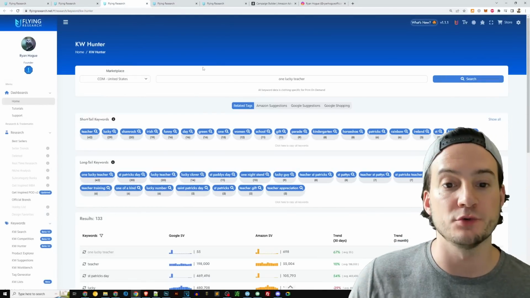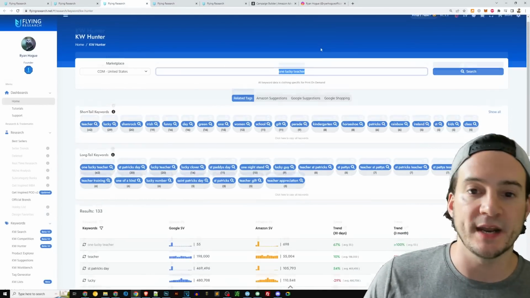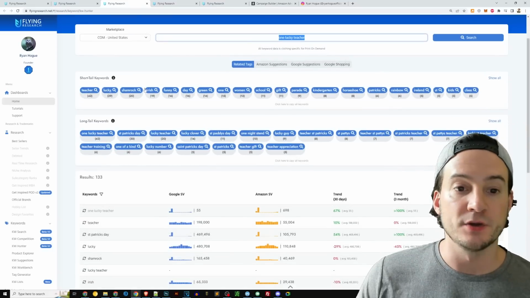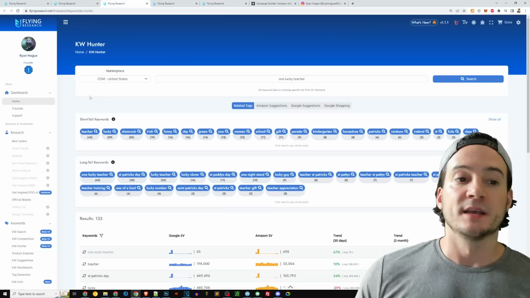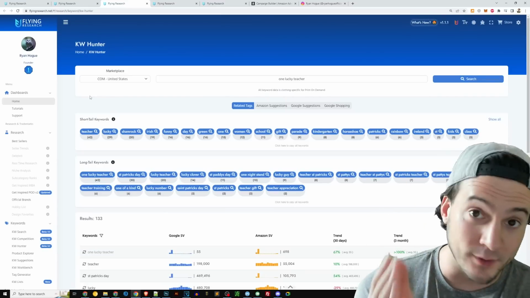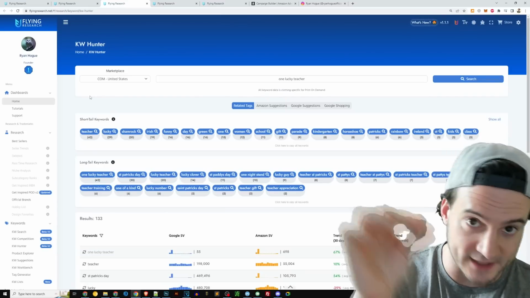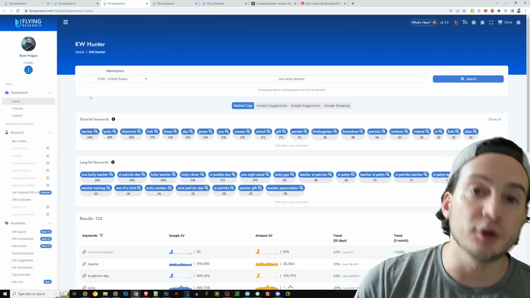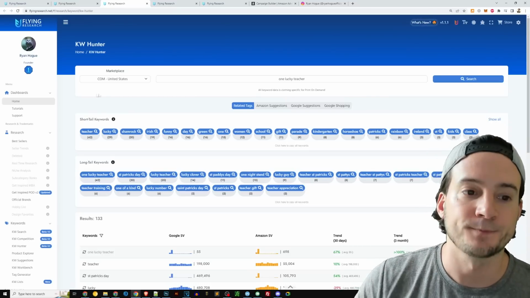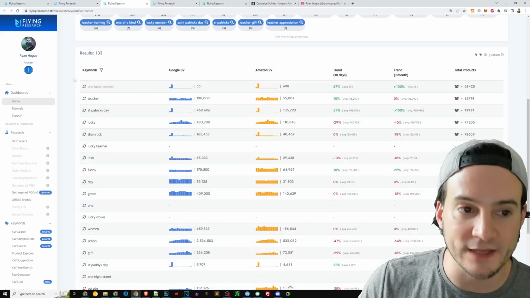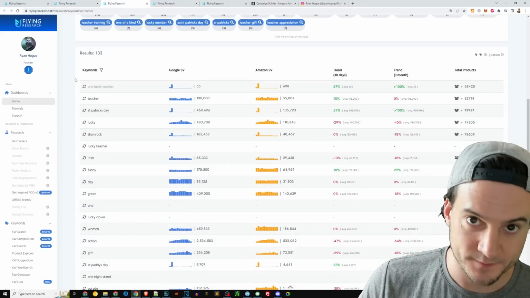The next tool I wanted to show you, Keyword Hunter. So I already went and I typed in one lucky teacher. You can see it provides short tail related keywords and long tail keywords. Keyword Hunter is going to be one. Remember this one. All right. Let's put a star next to this one. You can put your seed phrase in here, your seed keywords, your primary keywords, and it will just give you relevant related keywords.